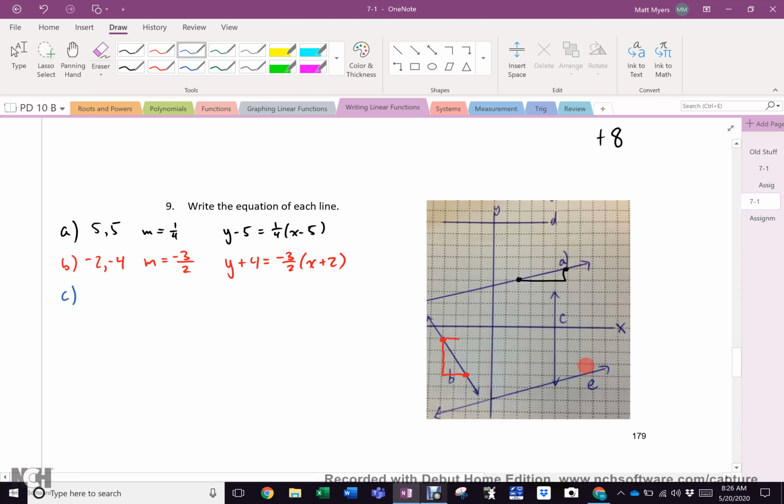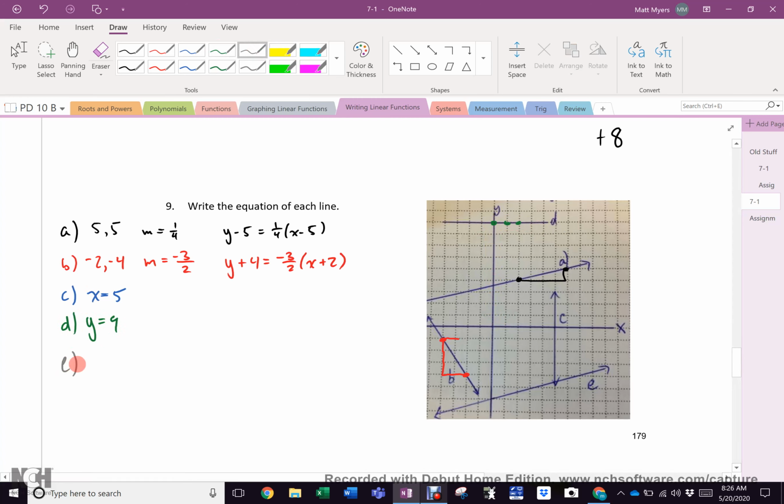C, right here. 1, 2, 3, 4, 5. x equals 5, because no matter where we go on the line, x is always 5. D, right there, no matter where we go on the line, 2, 3, 4, 5, 6, 7, 8, 9. Y is always 9.